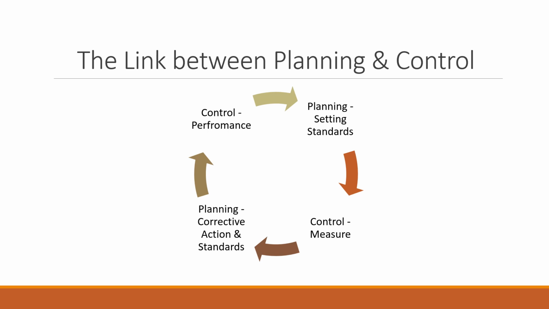What is the link between planning and control? Well, it is a cycle of continual improvement. You see, when you plan by setting standards and then you control them by measuring them, you can then plan again to correct any actions or standards. You then control it by checking performance. It then moves back to setting additional standards, higher standards, or the same standards, and then measuring them again. Once you've measured, you correct any necessities, and then you check on performance. This continual cycle will help you to effectively manage your risk.